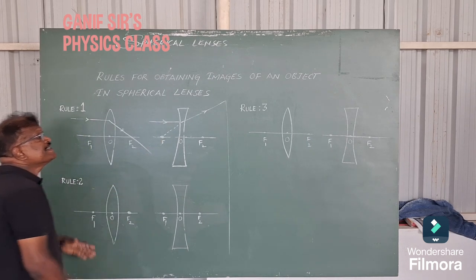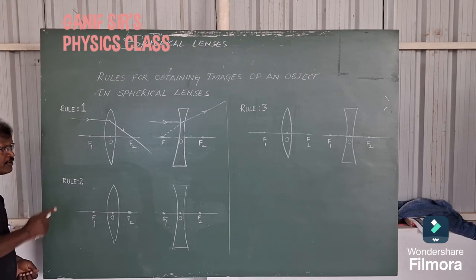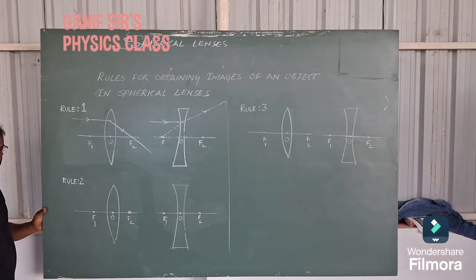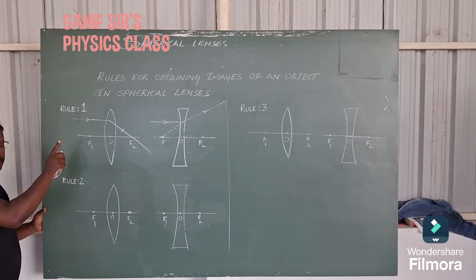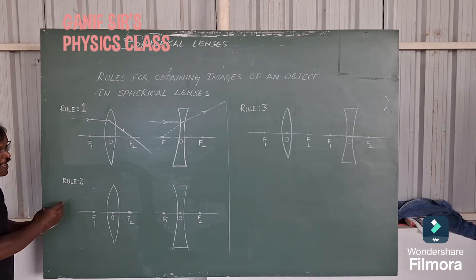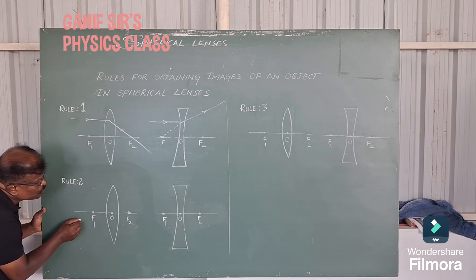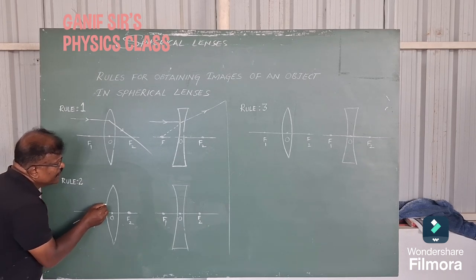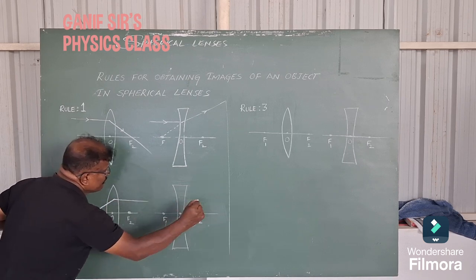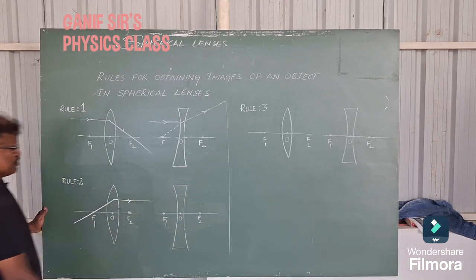Okay, now let's go through the second rule. The second rule states that if I pass a ray through F, in case of convex lens, let's see what happens. I am passing a ray through F only, and after refraction what happens? It becomes parallel to the principal axis. It moves parallel to the principal axis.